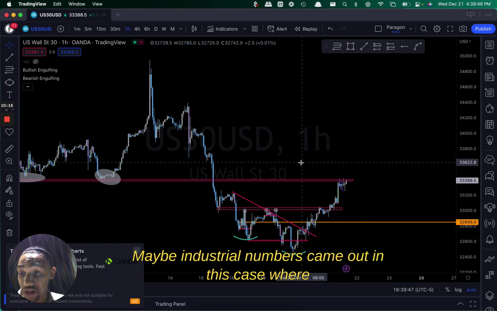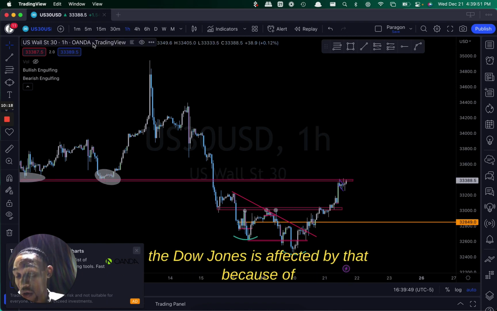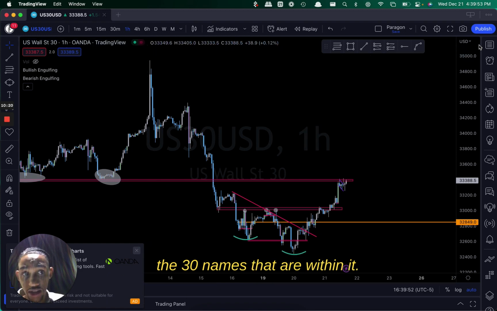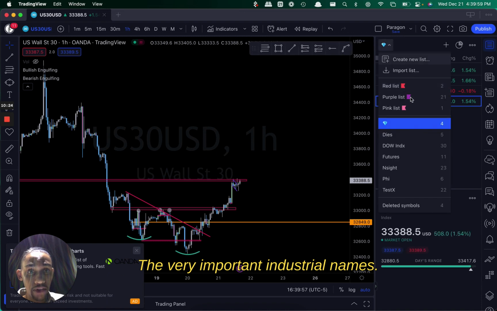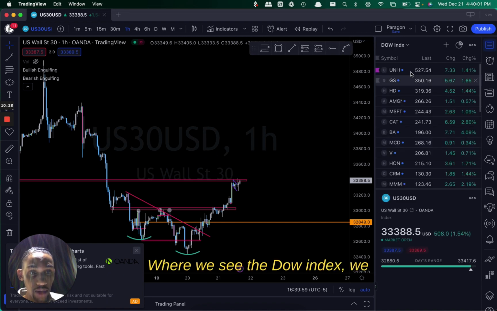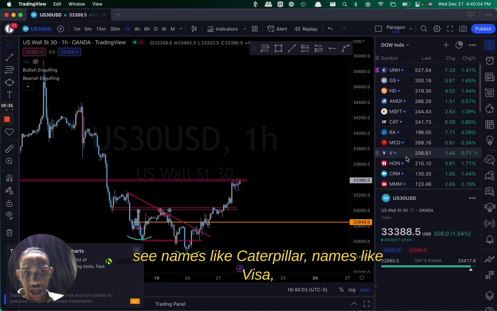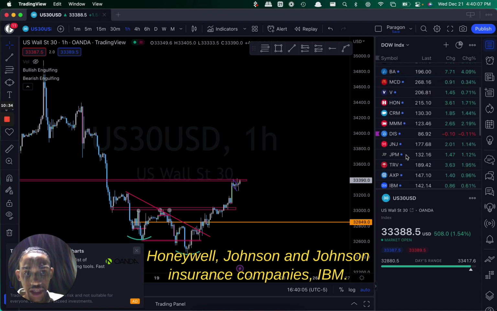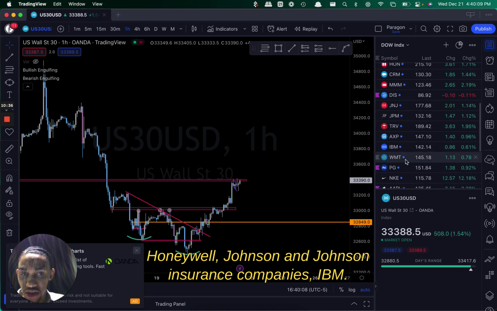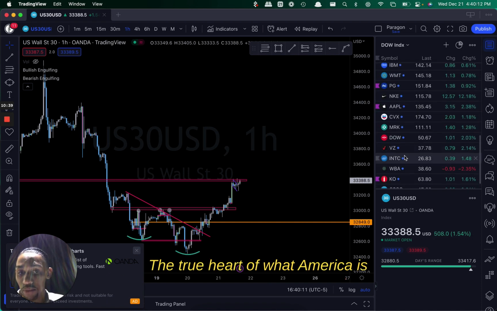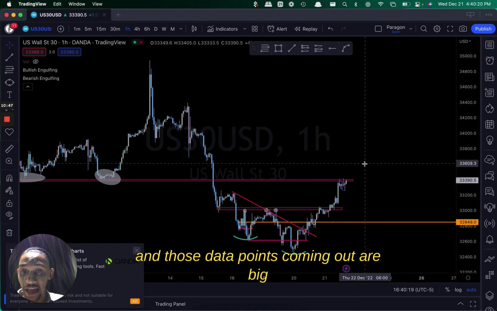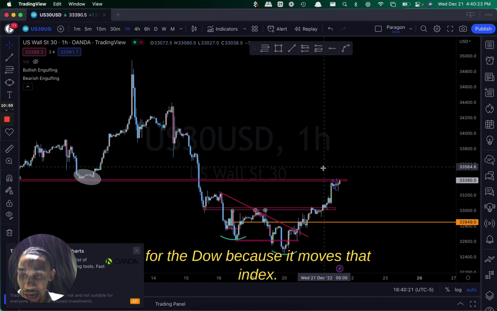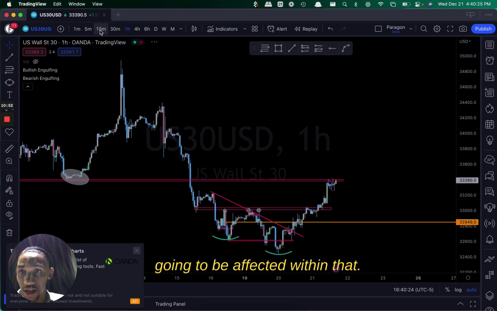Maybe industrial numbers came out in this case, where the Dow Jones is affected by that because of the 30 names that are within it, the very important industrial names, where we see the Dow index, right? We see names like Caterpillar, Visa, Honeywell, Johnson & Johnson, insurance companies, IBM, like the true heart of what America's built on in terms of infrastructure. So that's why things like the manufacturing figures and those data points coming out are big for the Dow, because it moves that index. Those are the names that are going to be affected within that.